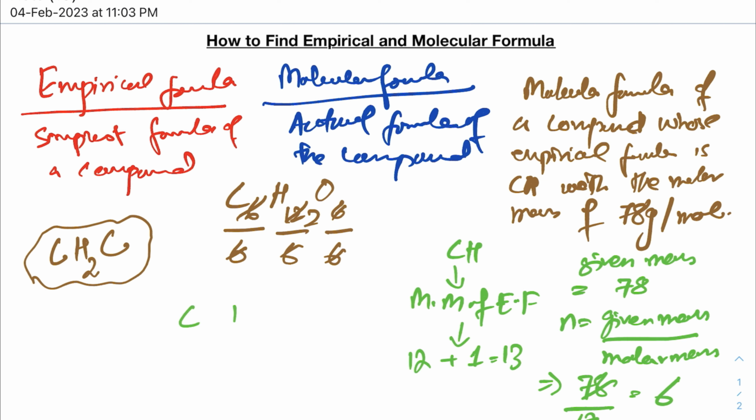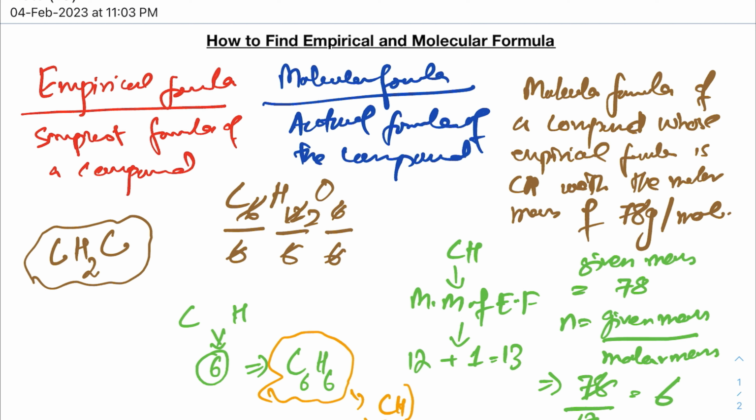So the ratio we are going to have between C and H is equal to 6. So we are going to write down the molecular formula of the compound, which is C6H6. So C6H6 is the molecular formula of the compound whose empirical formula is CH, which is already given in the question. So that's how we calculate the molecular formula and the empirical formula.